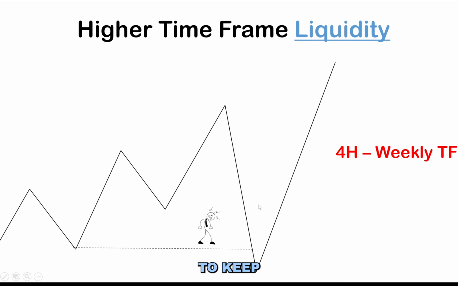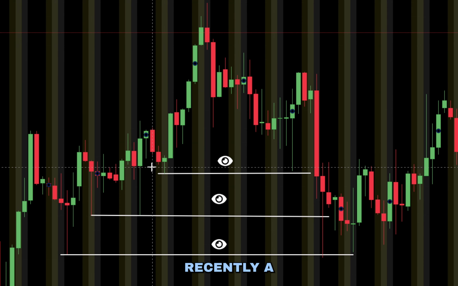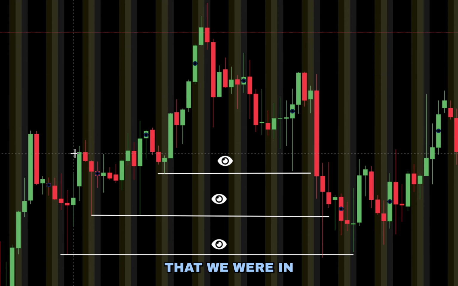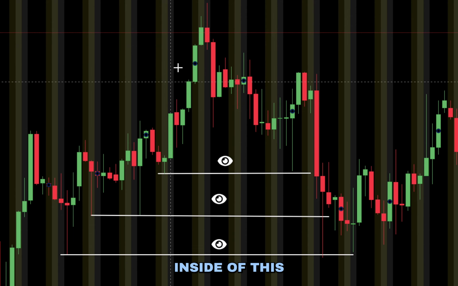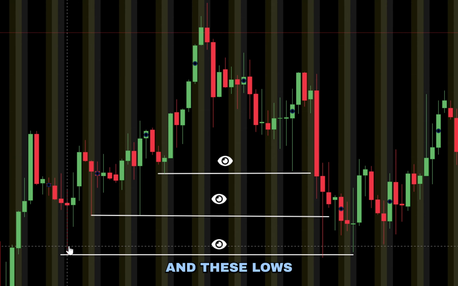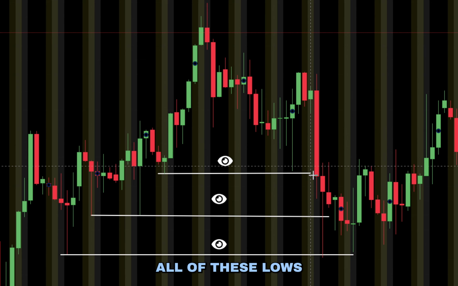So for price to keep moving higher, it has to push price down before we can get the fuel that we need to keep on going higher. So now I have an example of this on NAS 100 that happened recently. A couple weeks ago, we had this 4-hour trend that we were in. Where's liquidity resting at while we were inside of this trend? Right below these lows, these lows, these lows, and these lows. So when price comes back down the next week, we target all of these lows.